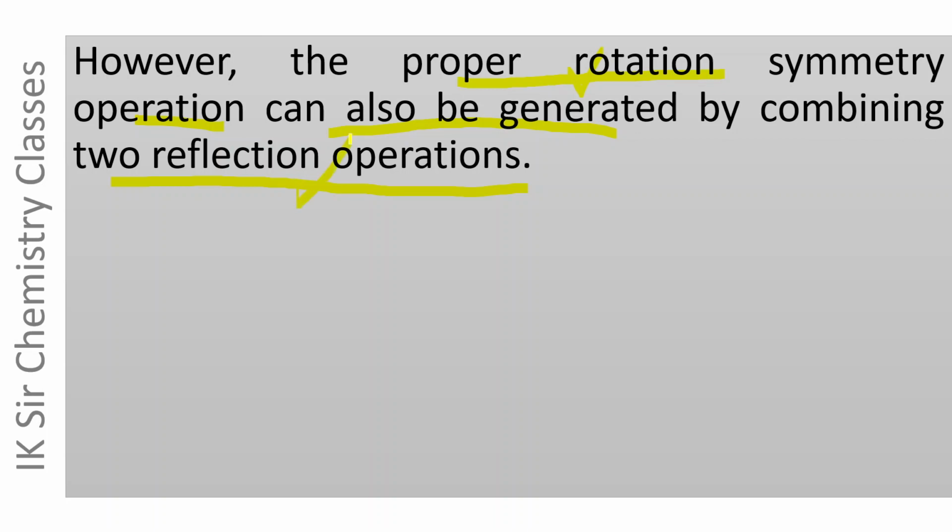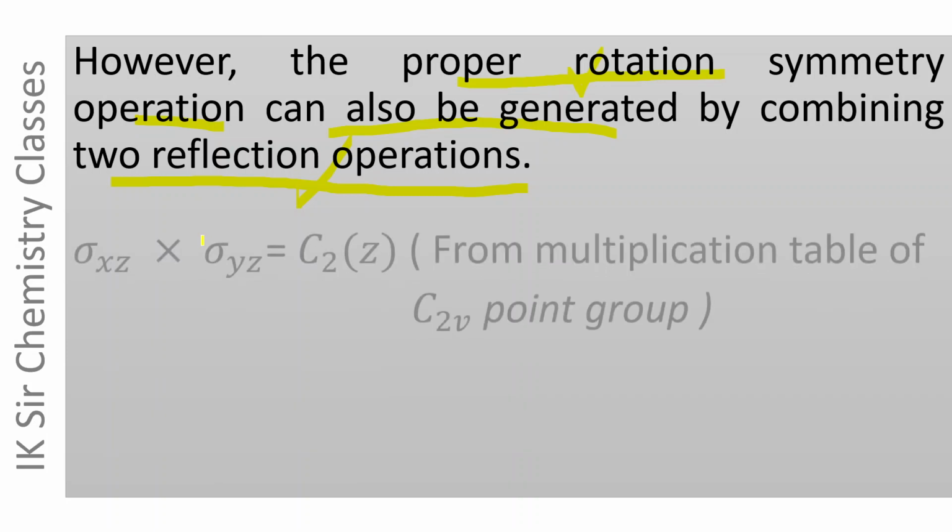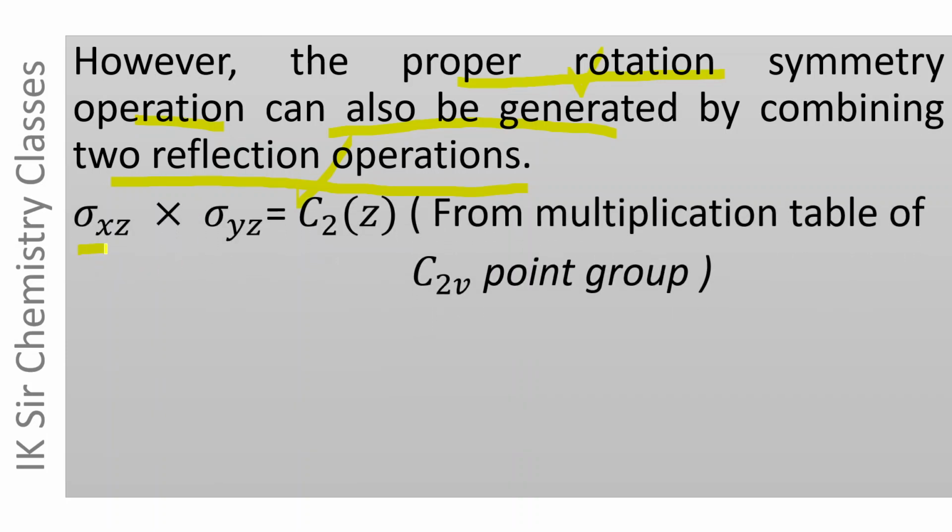Let us see it with an example. Sigma xz into sigma yz is equal to C2z. This has been derived from the multiplication table of C2v point group. Here, the product of two reflection operations is a proper rotation symmetry operation.